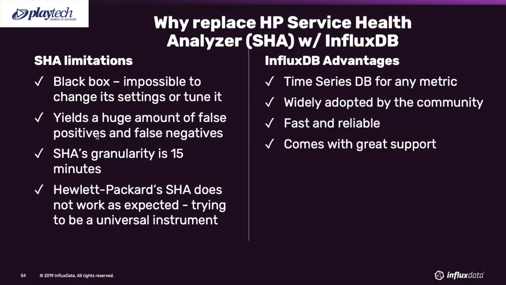They were using a legacy product called HP Service Health Analyzer. And for them, they said that the SHA was a black box. It was impossible to change the settings or tune anything once it was up and running. The SHA was yielding a huge amount of false negatives and false positives, which were creating problems for them. And when you think about running a platform for developers to build apps, having granularity of only 15 minutes is a huge issue. And then it just didn't work as expected. It was trying to be one universal instrument and it just couldn't pull it off.